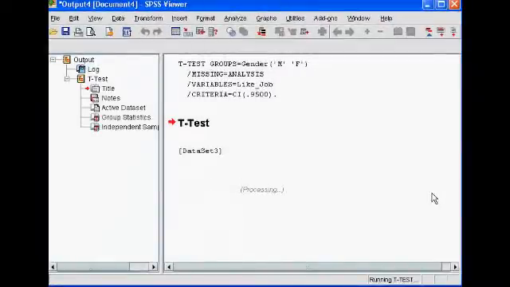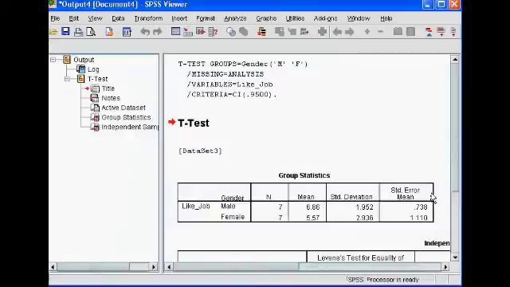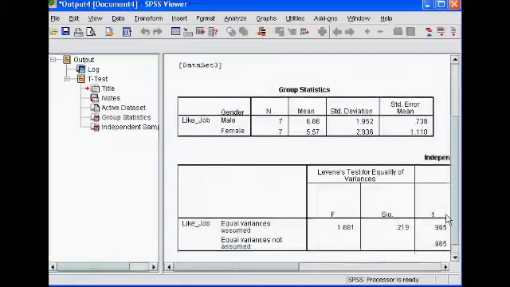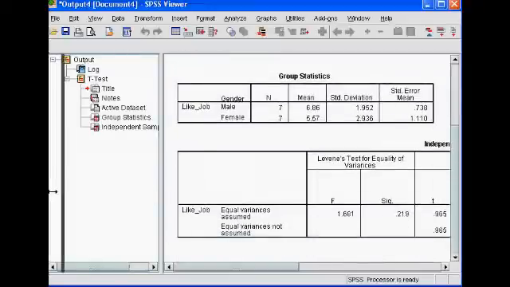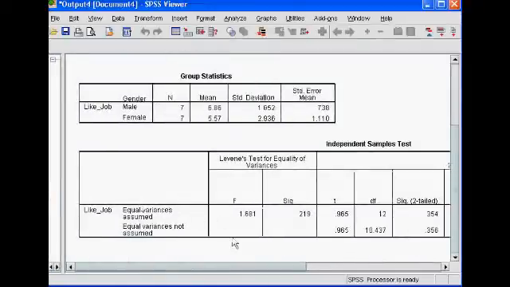Here on the output screen, I see the results of my test. The males had a mean of 6.86 and the females had a mean of 5.57. So I'm seeing a difference in the 14 people in my sample. This output is the results of the independent samples test. And to interpret this test, I'm going to read the results for significance. You see one here and here.